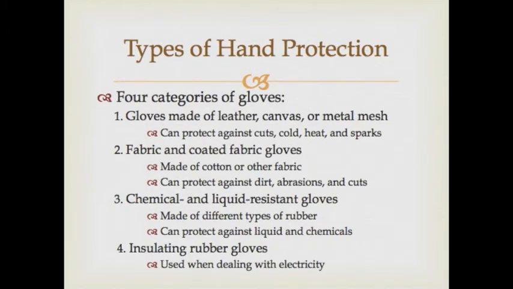Now let's look at the different types of hand protection available. There are 4 categories of gloves. Gloves that are made of leather, canvas, or metal mesh, gloves that are made of fabric, gloves that are chemical and liquid resistant, and gloves that are made of insulated rubber. There are also individual types of gloves that can fit into each category.